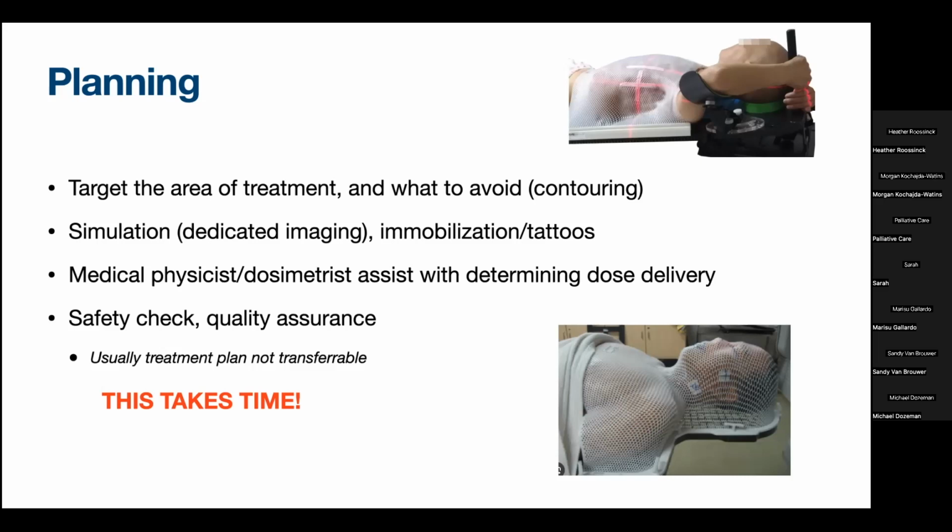So the medical physicist and dosimetrist, they assist with determining the dose delivery. How much energy is going to be needed? What trajectory are we going to be putting the radiation through? And what kind of repeat dosing is going to be needed to deliver the total maximum dose into the tissue? And so they work with the radiation oncologist who eventually approves the plan. There's multiple safety checks and quality assurance before this is even delivered.